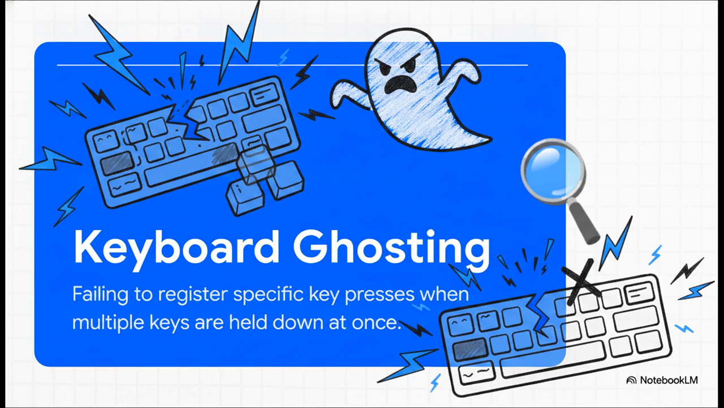Ghosting occurs when the internal matrix of the keyboard simply cannot process the electrical paths of multiple keys being held down at the same time. It essentially just drops the inputs of newly pressed keys because its internal electrical grid is completely jammed up by the keys you're already holding down.